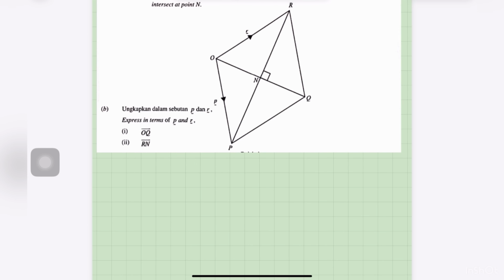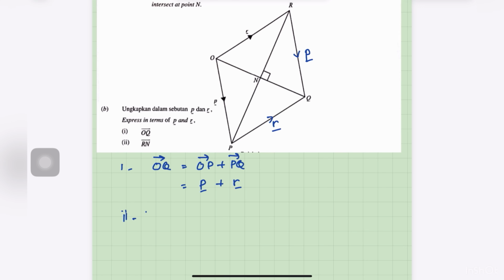B, expressed in terms of vector P and vector R, Roman 1, vector OQ. Okay, so just now, rhombus, so we label this one vector R and this one vector P as well. So Roman 1, OQ. So we have to use the triangle law. So OQ is OP plus PQ. Okay, so OP is vector P and PQ is vector R. Then don't forget to write the wave, it must be there.